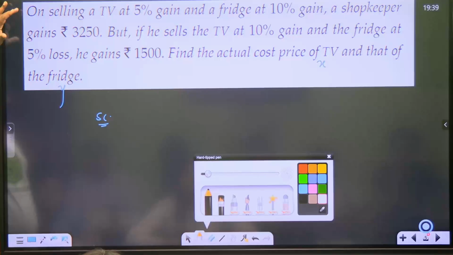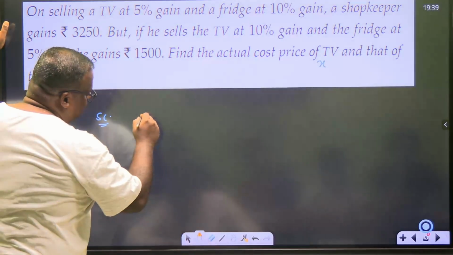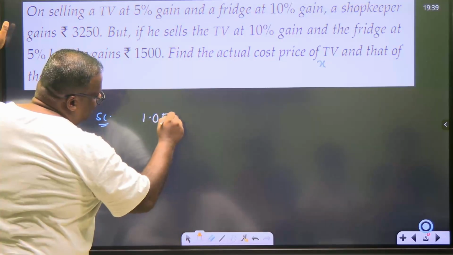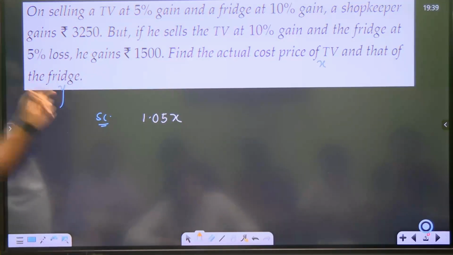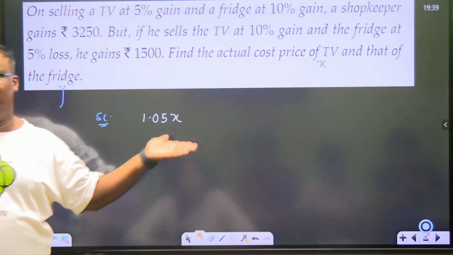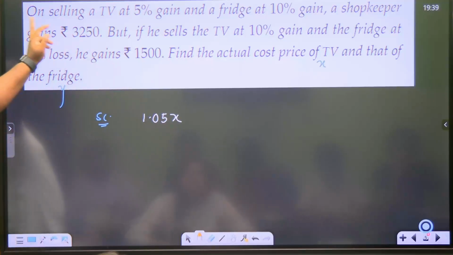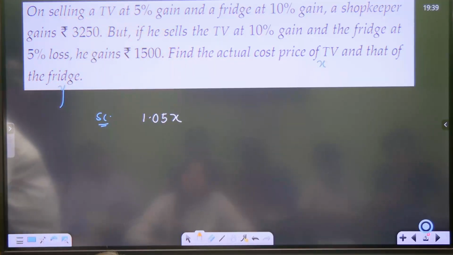X. Gain of 5% means 0.05. So you sold the TV at 1.05x. 1x is the cost price. 0.05 is the 5% of the cost price. This is the TV. Okay, TV at a gain of 5% and fridge at a gain of 10%.